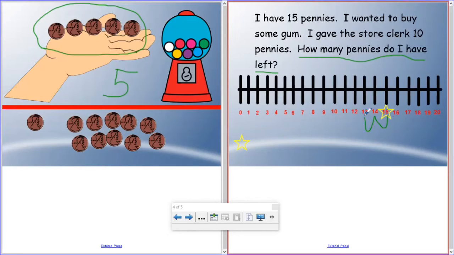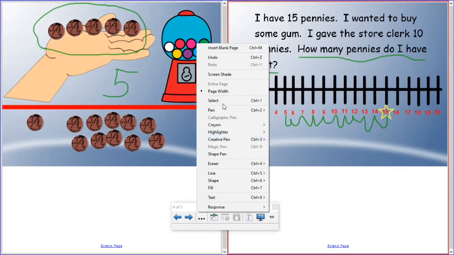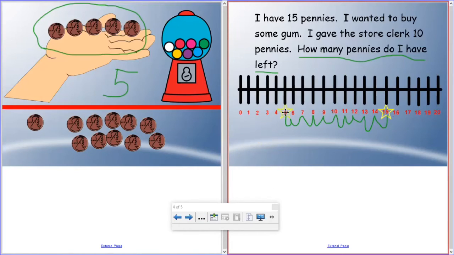1, 2, 3, 4, 5, 6, 7, 8, 9, 10. We ended up on the number 5. We'll put a star around it. We ended up on the number 5 because when we had 15 pennies and took 10 away, we landed on 5. And as you can see, it matches the number over here when we acted out the story problem.